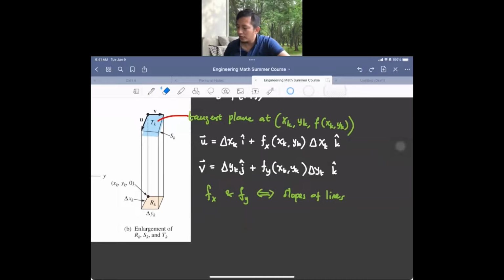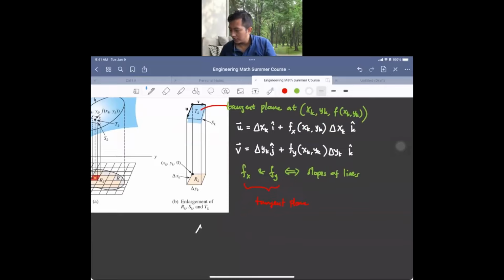Or they are the ones that build the tangent plane. Remember, you have tangent line, tangent plane. If you have two tangent lines, they can make the tangent plane, if you remember that. We know that the delta of Tk, from when you study the tangent plane, is precisely the magnitude of the u cross v.